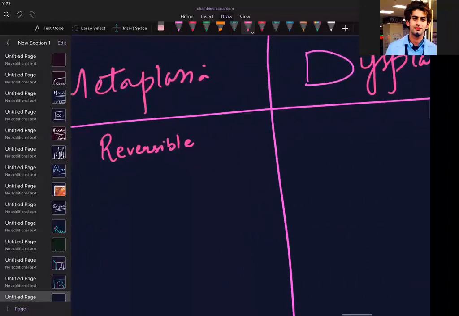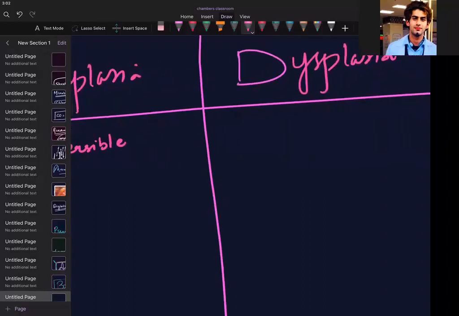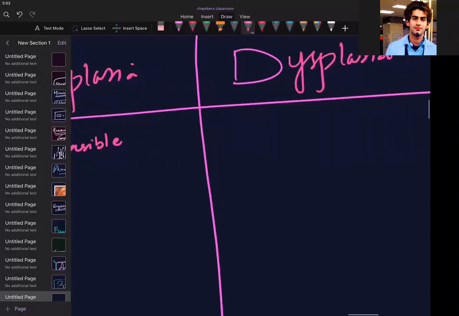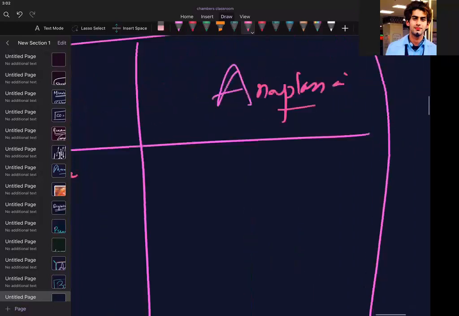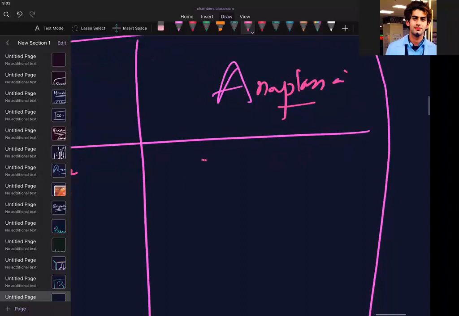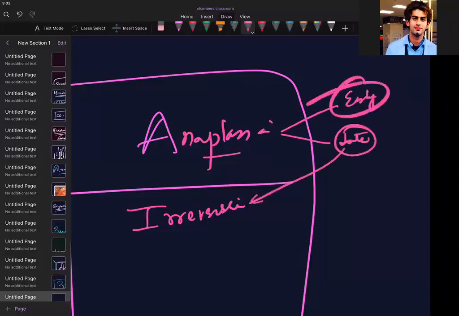So metaplasia is reversible. What about dysplasia? I won't say strictly reversible. Dysplasia will be partially reversible. What about anaplasia? Anaplasia will be an irreversible change. But anaplasia has two stages: early anaplasia stage and late anaplasia stage. So that means late will be irreversible, early will not be irreversible.